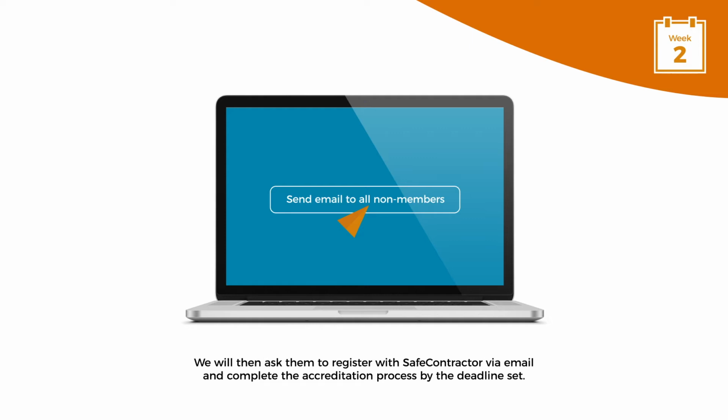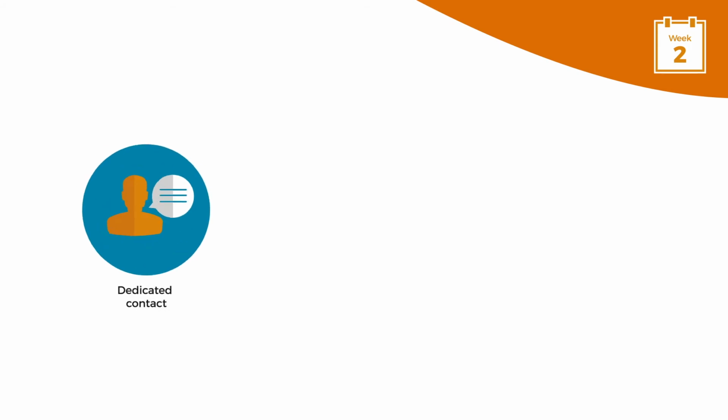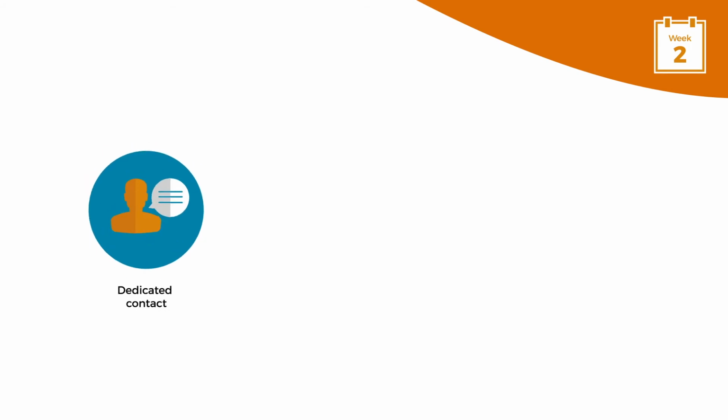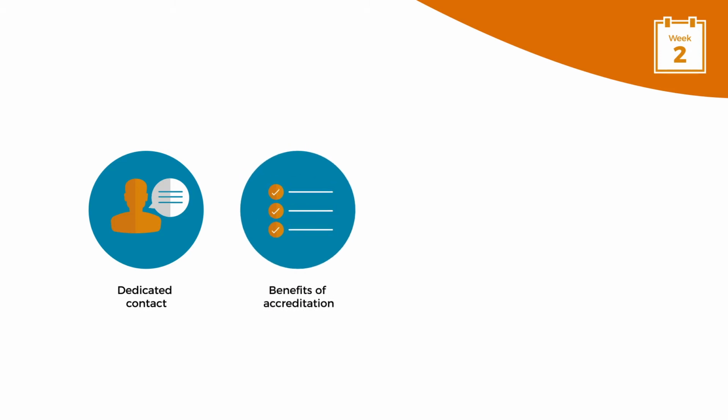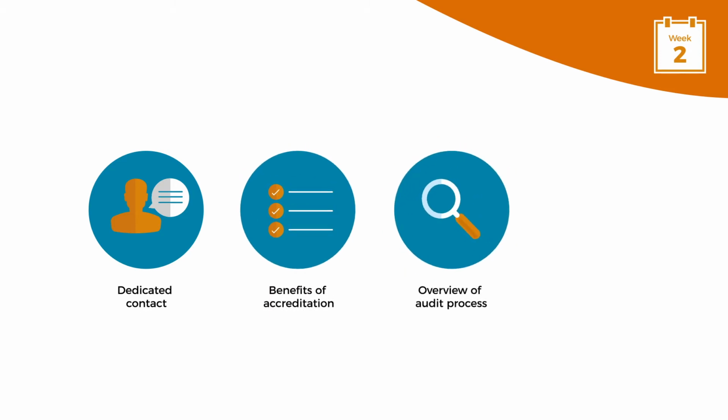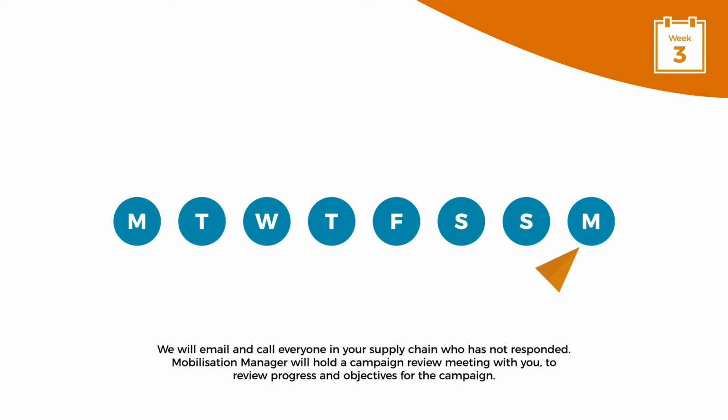Each non-accredited supplier and contractor, whether a member or not, will be assigned a dedicated contact who will then call them. Their dedicated contact will take them through the benefits of accreditation, the audit process, and answer any queries they may have. After a week, we will send a reminder email and make a follow-up phone call to everyone in your supply chain who has not responded.